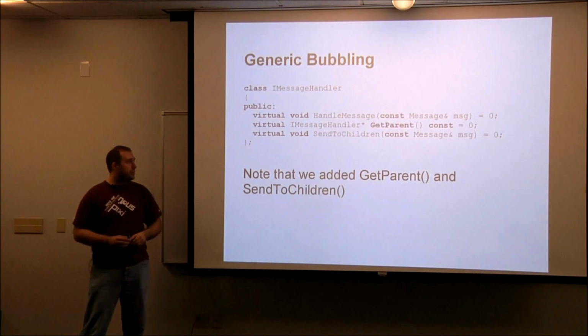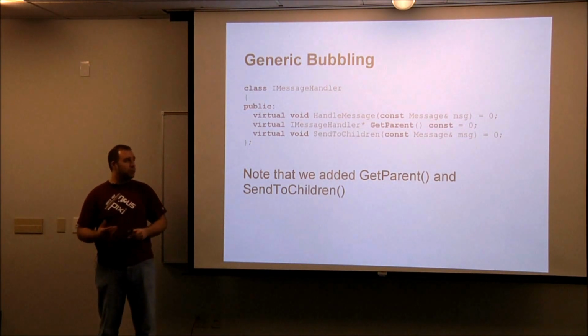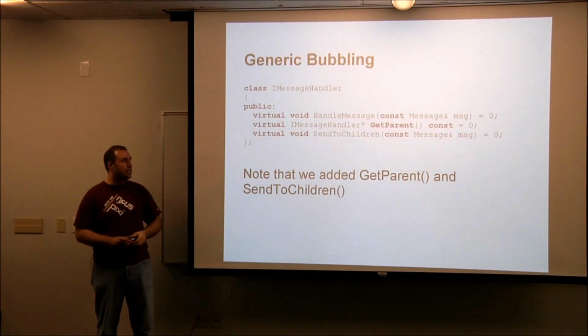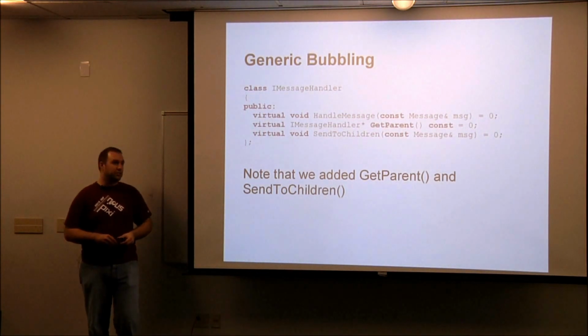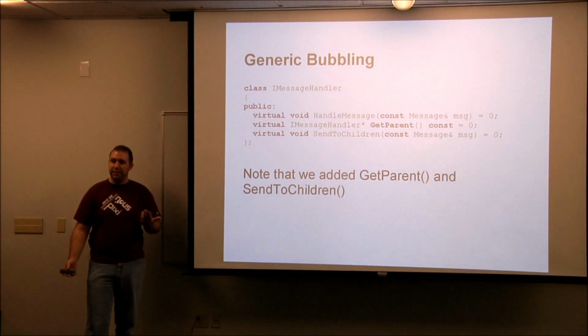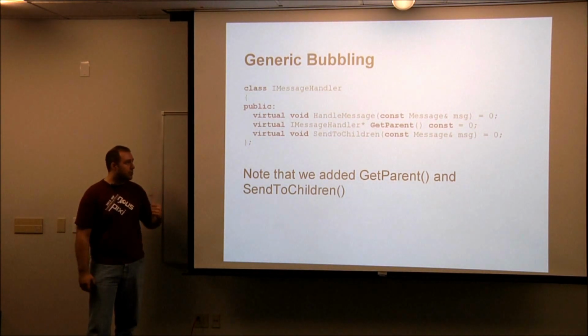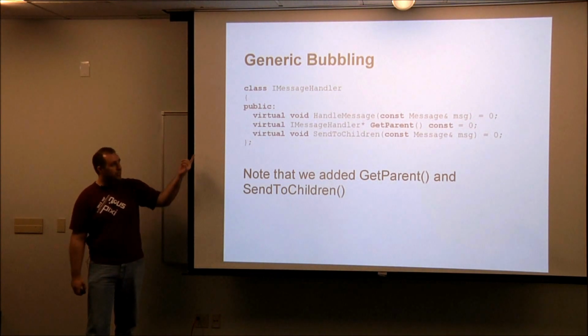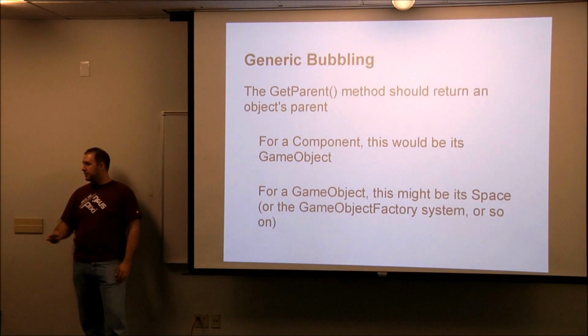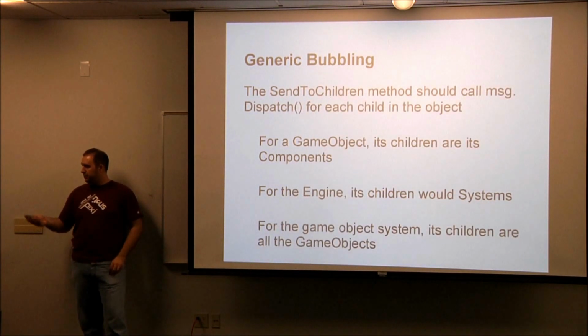So here, our message handler, which can handle messages, also has a couple extra functions just to help out. We can get our parent or automatically forward messages to all of our children. These might be empty, for example, if your object doesn't have a parent, it's the root node. You can just return null for that case. And if you don't have children, then your send to children should just be an empty function.